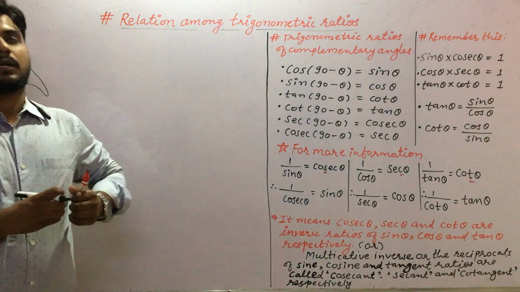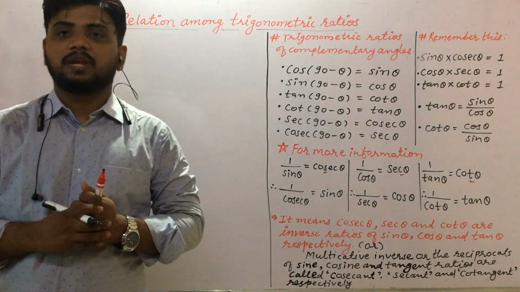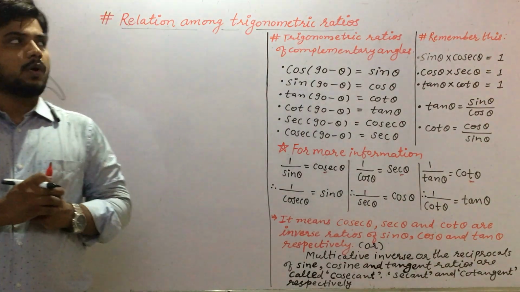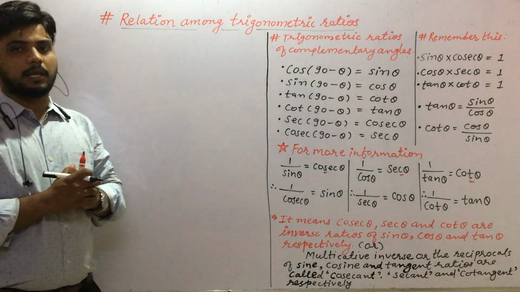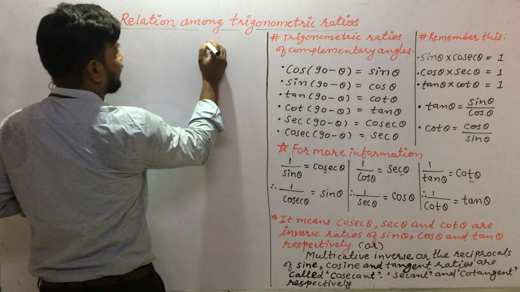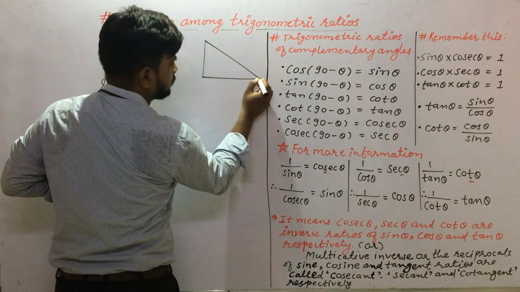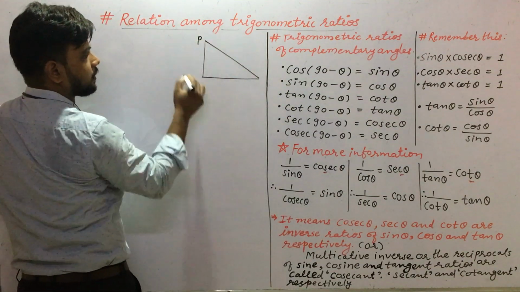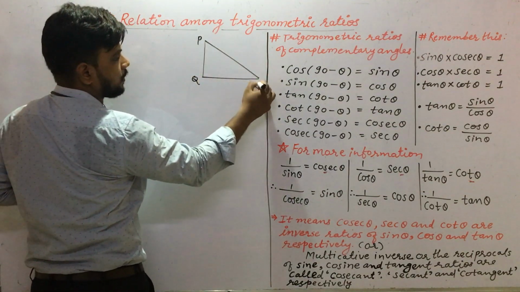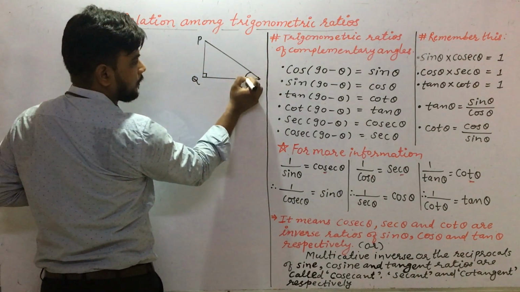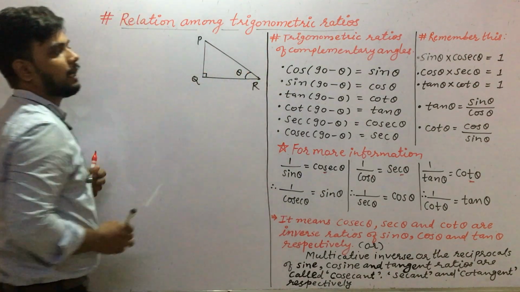Hello student, in my previous video we learned how to find trigonometric ratios. Now in this video we are going to see the relation among them. So first of all, let's draw one right angle triangle. I am naming this triangle PQR. In this, angle Q is a right angle and I am giving the value theta to angle R.